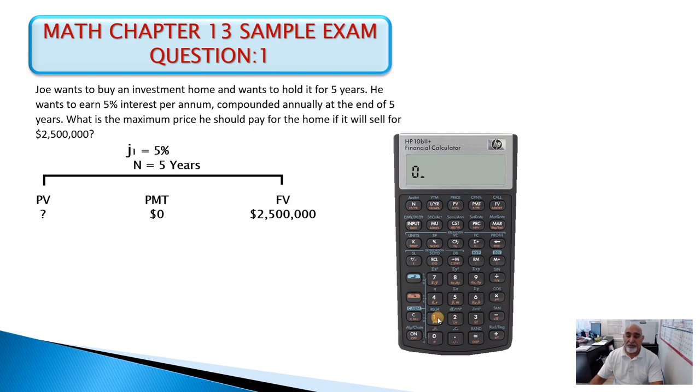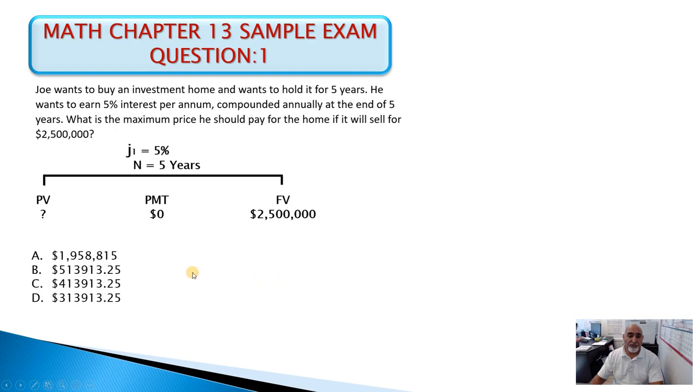Payment is 0. FV is what I have, 2,500,000. That's what I'll be selling this home for. And PV comes out to be 1,958,000. So I think the answer is number A. Done.